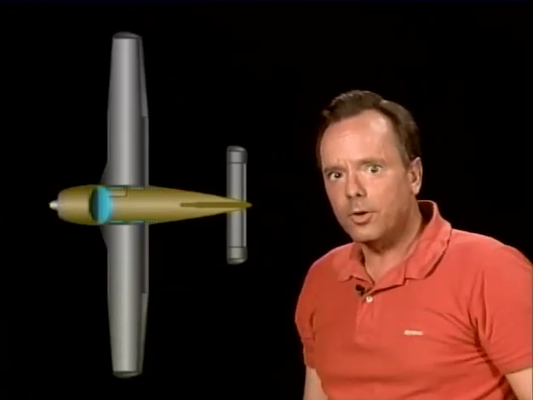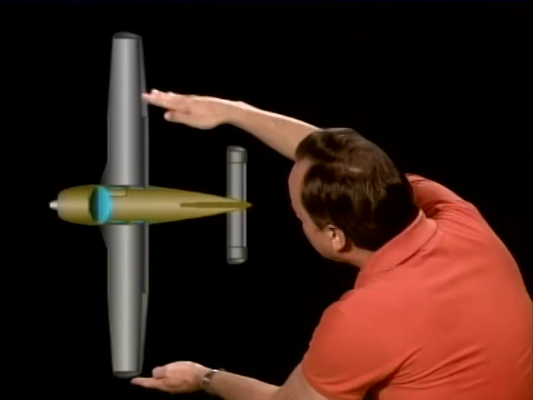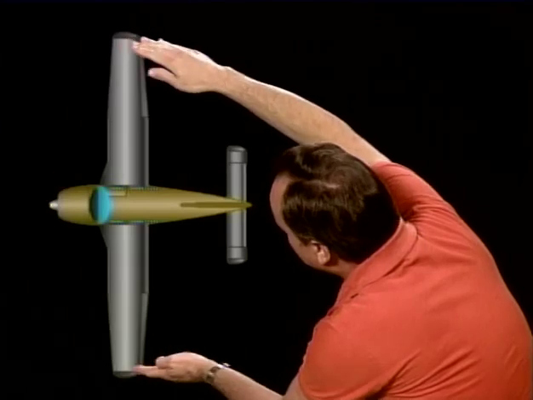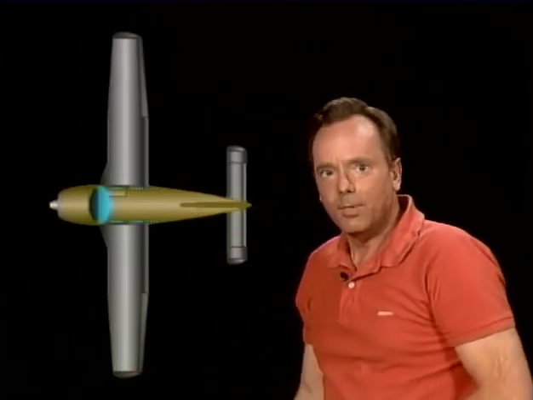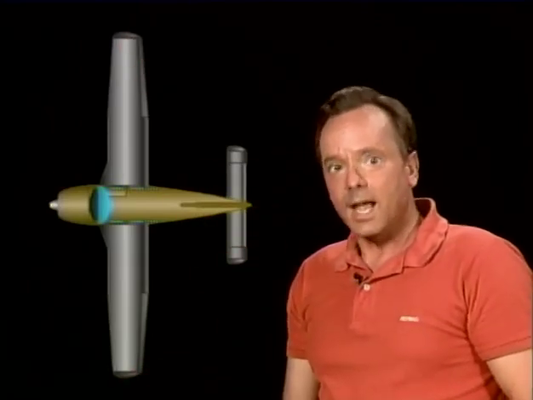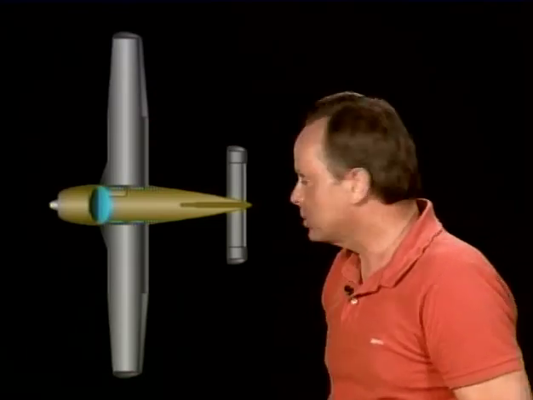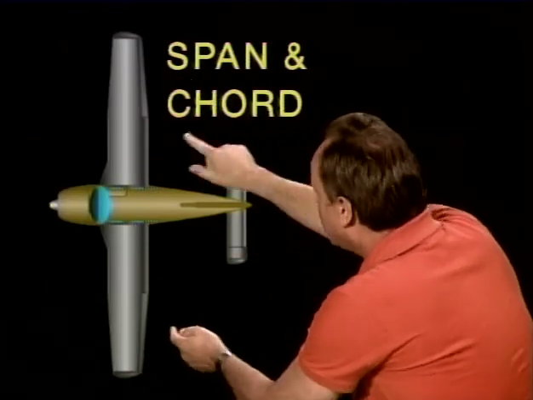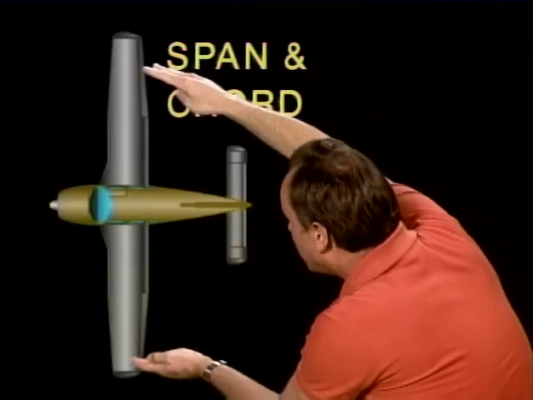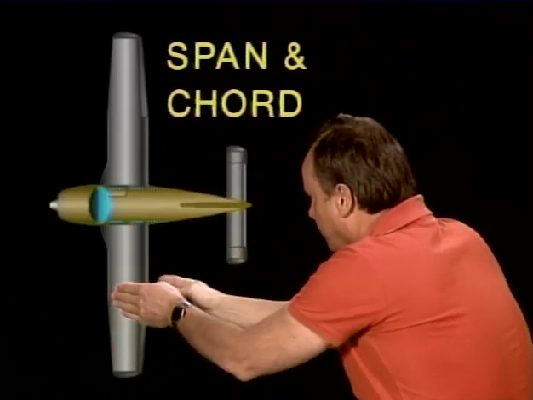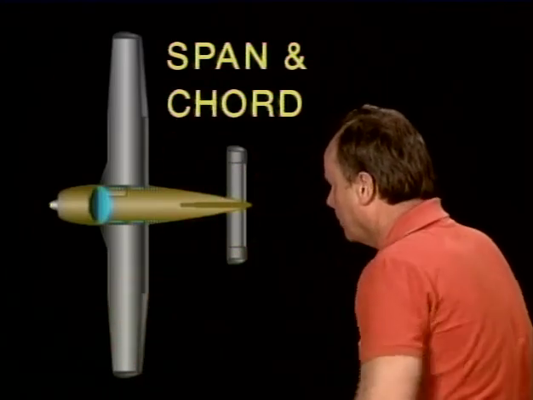Now, another thing we want to talk about is the span of a wing. And the span is from wingtip to wingtip. It's the distance from the wingtip to the wingtip, and that's the span of the wing. Now, another thing they're going to ask you about is the aspect ratio. And the aspect ratio is the ratio of the span to the chord. And that's the wingtip to wingtip versus the forward-aft length of the wing, or the chord of the wing.